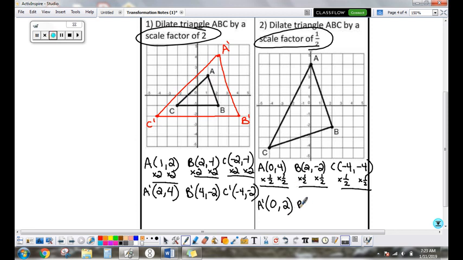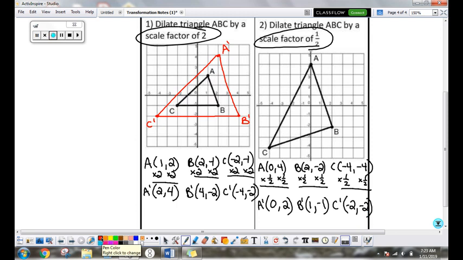B prime, okay, it's 2 times 1/2. Well, half of 2 is 1. And then negative 2 times 1/2, half of negative 2 is negative 1. C prime, half of negative 4 is negative 2. And it's the same thing for the second point. So now I can go ahead and graph my new image.